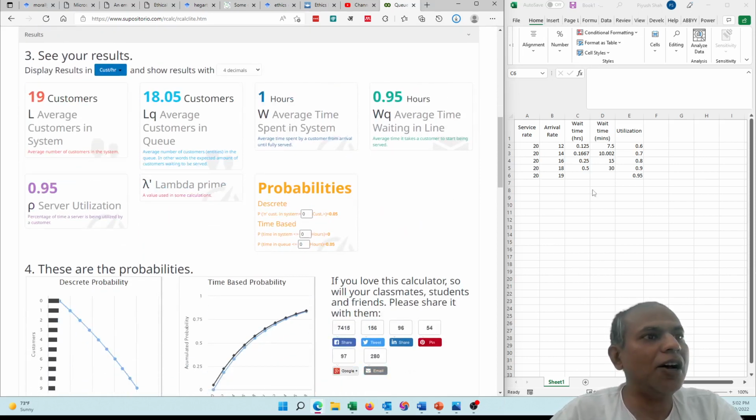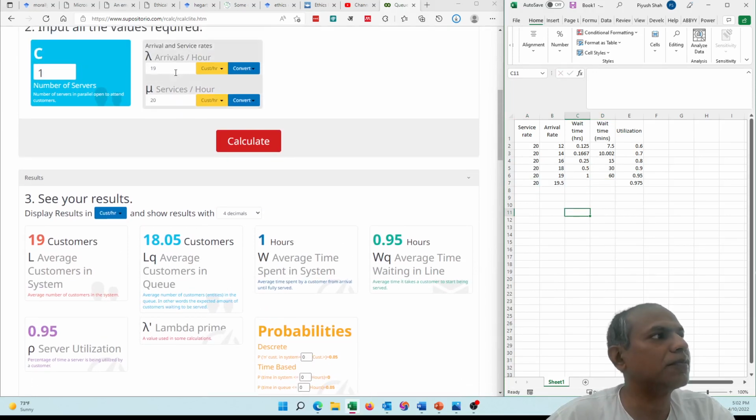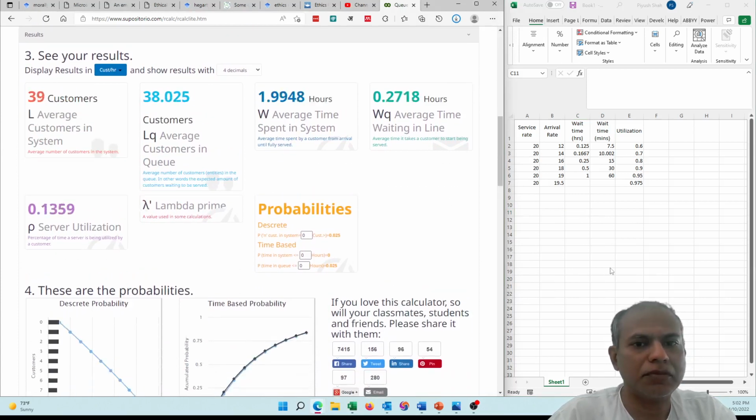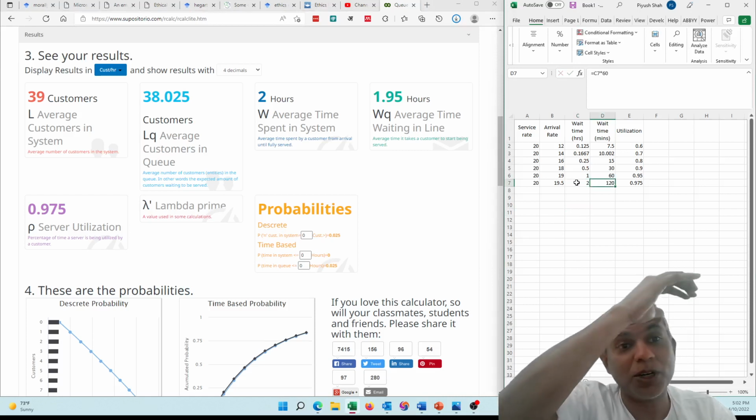And it says now the customer has to wait for an hour, which is 60 minutes. What if I increase this even further to 19.5? What happens in that scenario? Now the customers have to wait for a much longer time of 2 hours or 120 minutes.